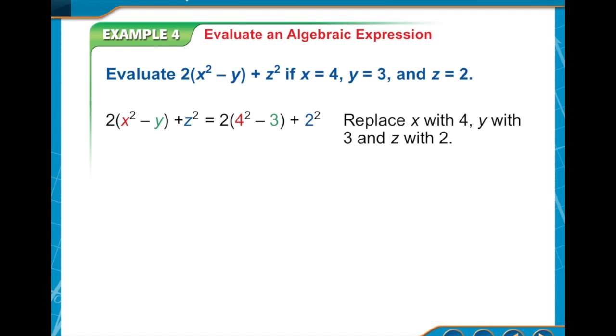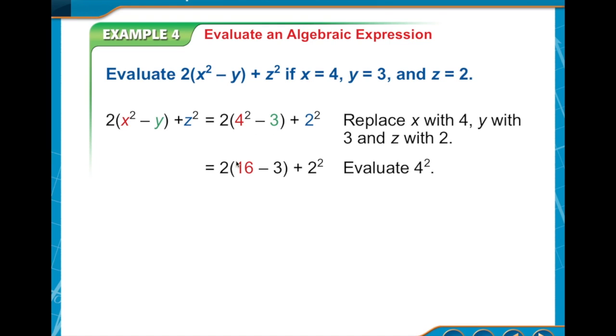So first thing we do, everywhere we see an X, we replace it with a 4, as you see here in red. Every time we see a Y, we replace it with a 3, as we see in green. And everywhere we see a Z, we replace it with a 2, as we see in blue. So now we have a numerical expression, just like we saw in the previous examples, that we can simplify. All we had to do is plug everything in like we see there. So now we're back to using PEMDAS. We have to evaluate the parentheses first.